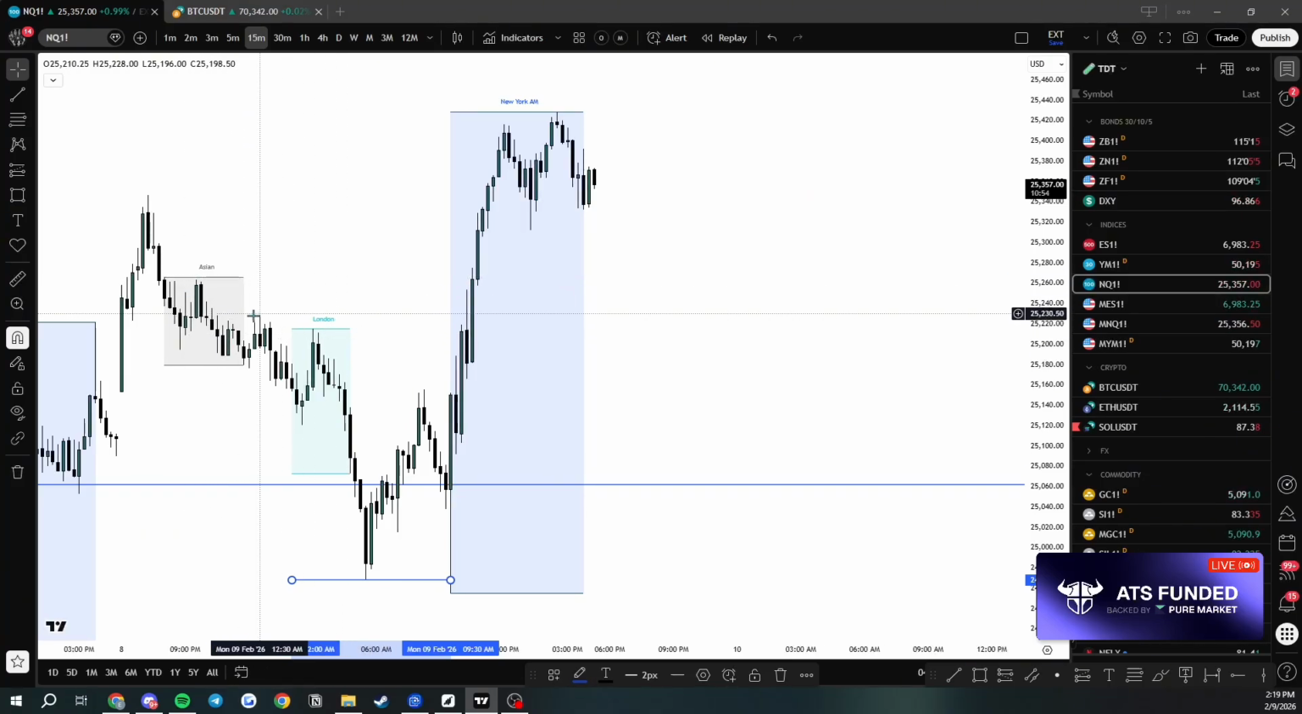Right, we also have some relative equal highs. We have nice low resistance liquidity. What do we know about low resistance liquidity? That gets sliced through like a hot knife through butter, right?